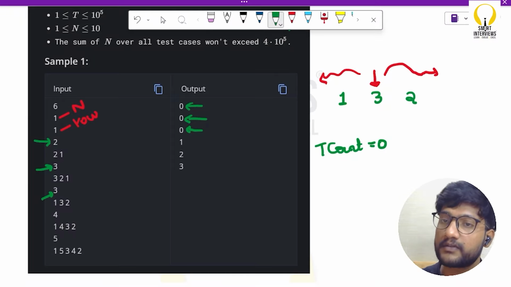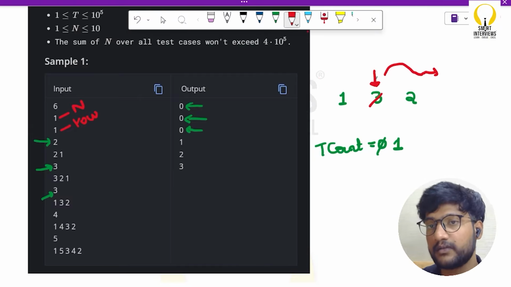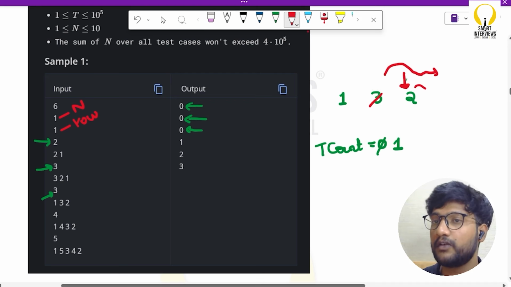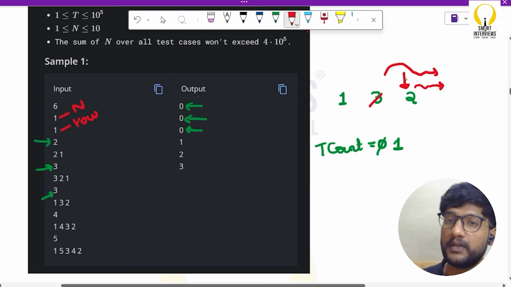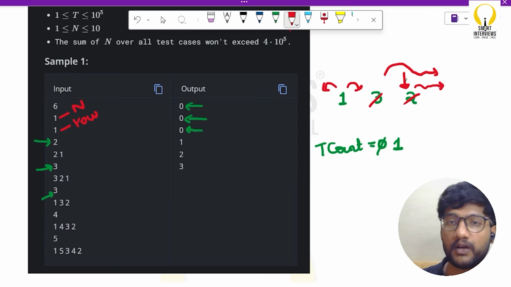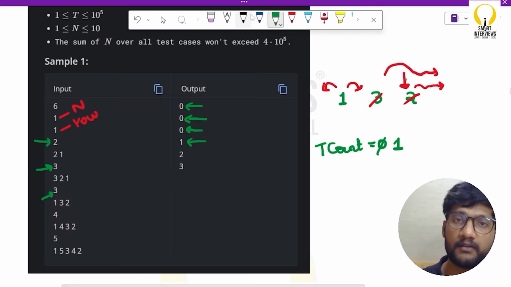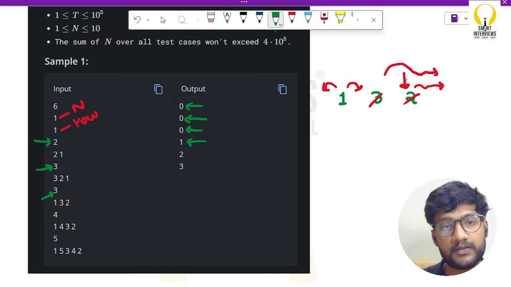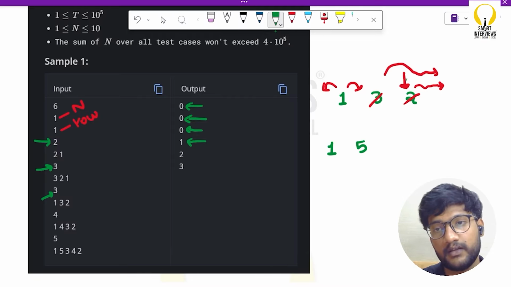Let's check the total count, which is initially 0. If you are trying to move 3, you are disturbing one person. Let's say you go from the right side, done. The next priority will be your 2. For 2, again you can go from the right side, and no person is going to be disturbed. 2 is also done. 1 you can go from left or right. So the total count will be 1, and the output will be 1.